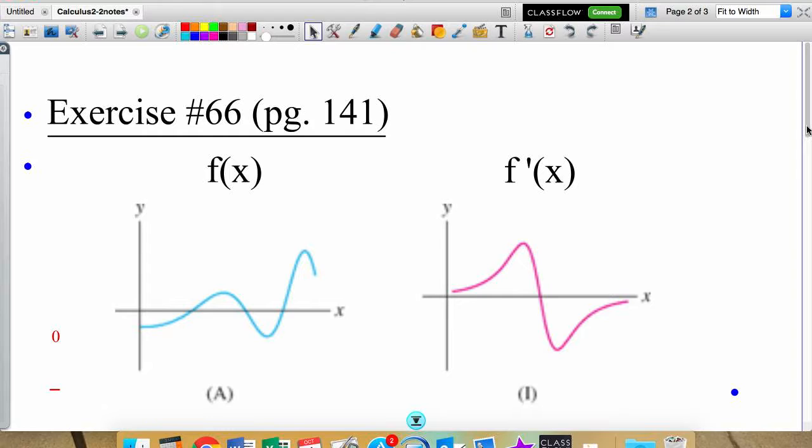In the directions, we are to match the f of x with its appropriate f prime. In order to do this, we really need to remember the relationship that I noted in example 50. The slopes of the tangents of f are equal to the values of f prime. I'll say it again: the slopes of f are equal to the values of f prime, because that's what we're going to compare, the slopes of f to the values of f prime.